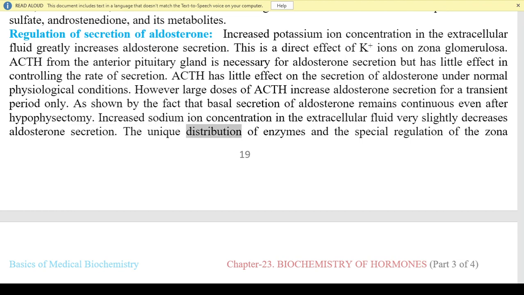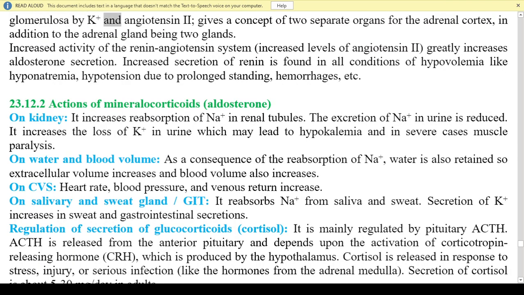The unique distribution of enzymes and the special regulation of the zona glomerulosa by K+ and angiotensin II gives a concept of two separate organs for the adrenal cortex, in addition to the adrenal gland being two glands. Increased activity of the renin-angiotensin system: increased levels of angiotensin II greatly increase aldosterone secretion. Increased secretion of renin is found in all conditions of hypovolemia, like hyponatremia, hypotension due to prolonged standing, hemorrhages, etc.